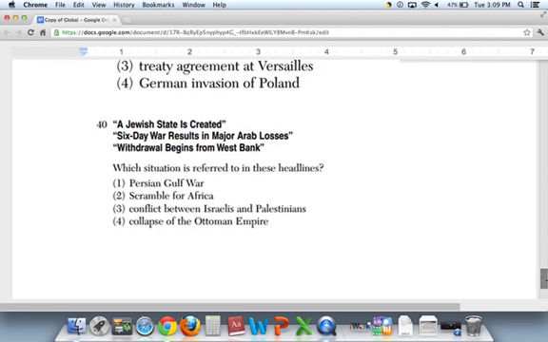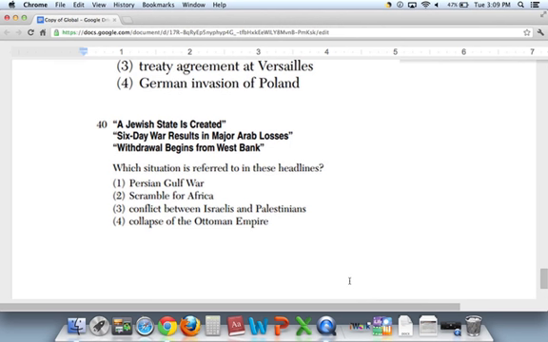Number 40. A Jewish state is created. Six-Day War results in major Arab losses. Withdrawal begins from West Bank. Which situation is referred to in these headlines? 1, Persian Gulf War. 2, scramble for Africa. 3, conflict between Israelis and Palestinians. And 4, collapse of the Ottoman Empire.